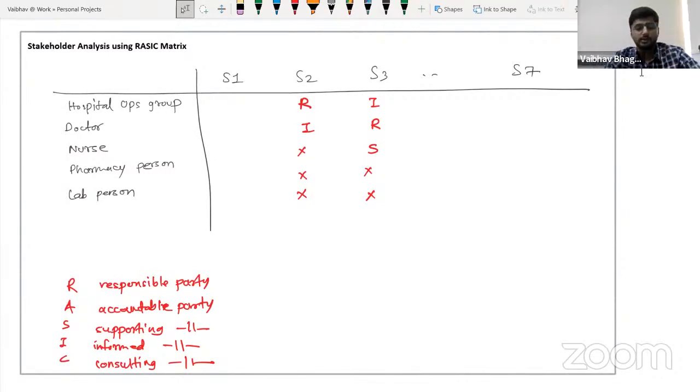Okay, understood. So the first question: irrespective of the type of product that you are making, it can be hardware, software, or a service-based product, and also irrespective of whether it is a B2C or a B2B type of product, these analyses are very general.